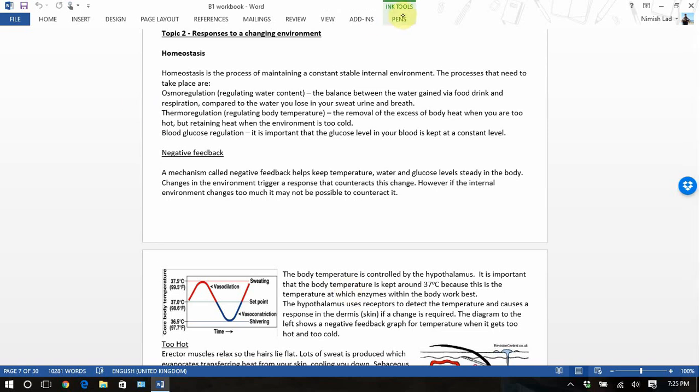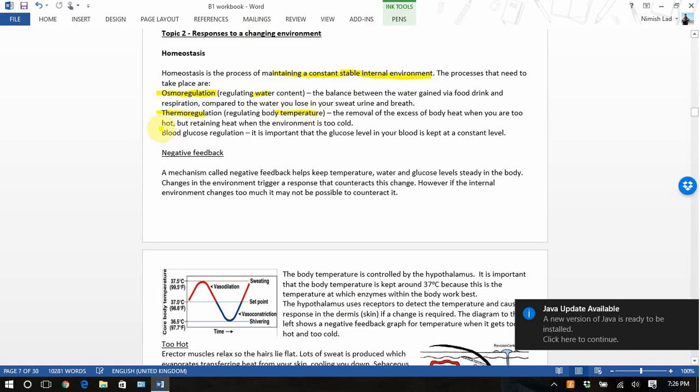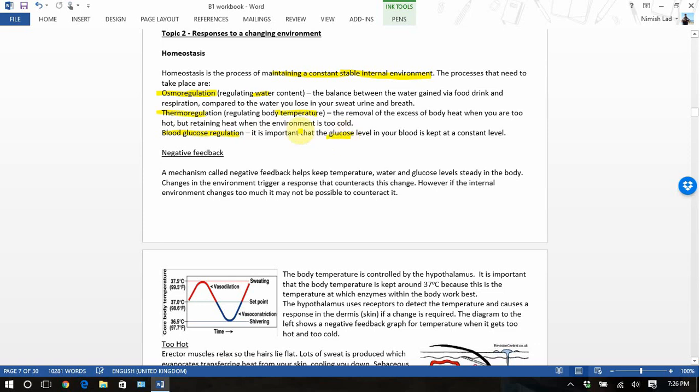So if we start with homeostasis, the definition of that is the process of maintaining a stable internal environment, that process of maintaining that constant stable internal environment. And there's three main areas that the exam boards like to look at. That's osmoregulation, so that's water; thermoregulation, that's temperature; and blood glucose regulation, so that's important for people with diabetes. That's just keeping your glucose level fairly constant.